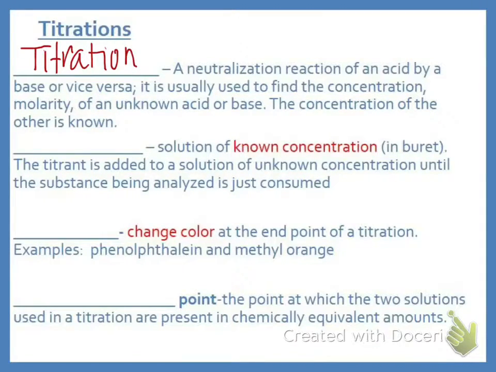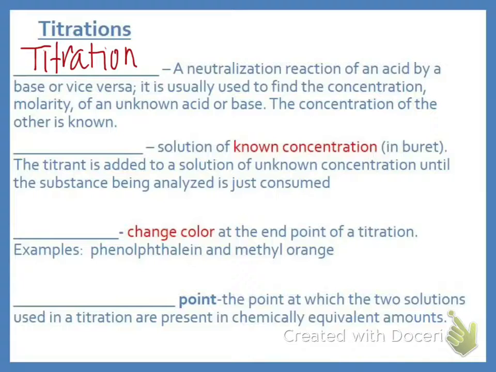Neutralization, of course, is the reaction of an acid with a base, and it's going to form a salt and water. But what a titration is, it's a type of lab test that we can do where if we know the concentration of one of the components, whether it's the acid or the base, we can figure out what the concentration of the unknown acid or base is.